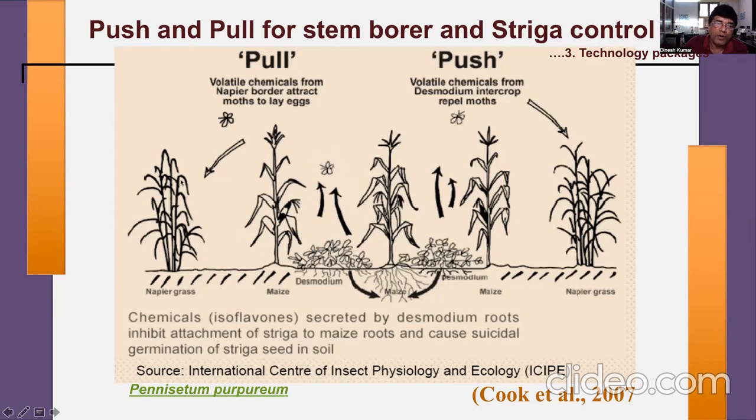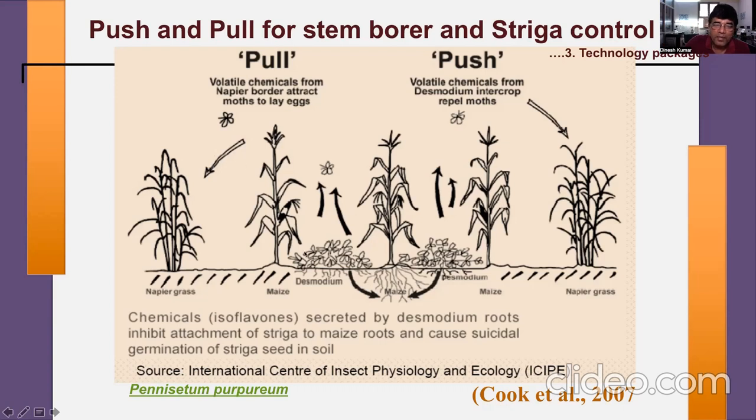Now what happens on the boundary? On the boundary, you have planted Napier grass. So all around the field, you need to have one row of Napier grass. Napier grass is Pennisetum purpureum. This grass also releases some volatile compounds which attract the female adult. The female adult will lay eggs on the Napier grass leaves, and then the eggs will be killed. Besides attracting the female, this grass will also kill the egg masses. So it will kill the eggs of the stem borer. Therefore, stem borer is gone.